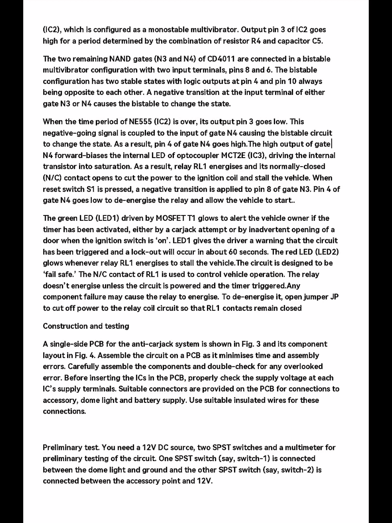Use suitable insulated wires for these connections. Preliminary test. You need a 12 volts DC source, 2 SPST switches and a multimeter for preliminary testing of the circuit. One SPST switch, say, switch 1, is connected between the dome light and ground, and the other SPST switch, say, switch 2, is connected between the accessory point and 12 volts.